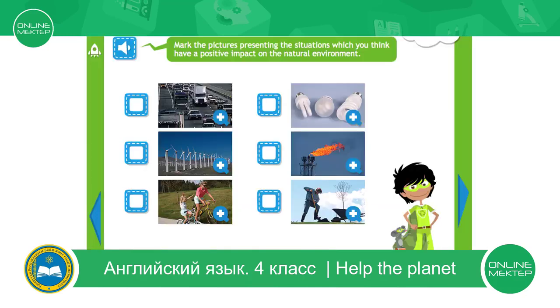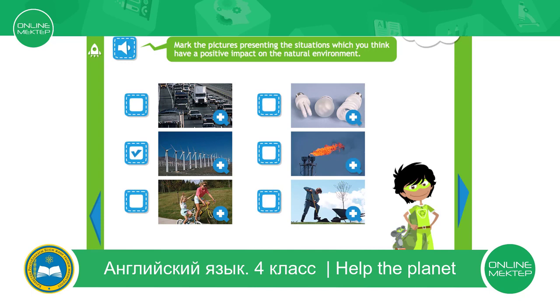Let's discuss what's good and what is bad for the environment. Mark the pictures presenting the situations which you think have a positive impact on the natural environment. In the first picture, we can see cars. Cars aren't really good for the environment. In the second picture, we can see wind turbines. They are good for the environment.